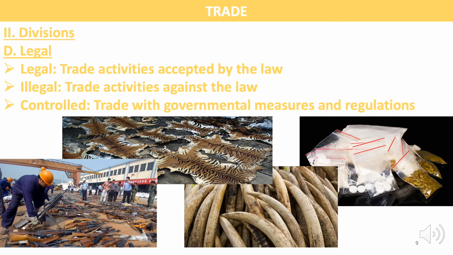Now, between the legal and illegal trade, we can talk about the gray market, which is not illegal, but it's not being done in the ordinary market. Now we have the controlled trade, which is exactly as we talked about it earlier. It's trade with governmental measures and regulations. You can see some of the examples of illegal trade below. You have hides, you have guns, you have different things here.